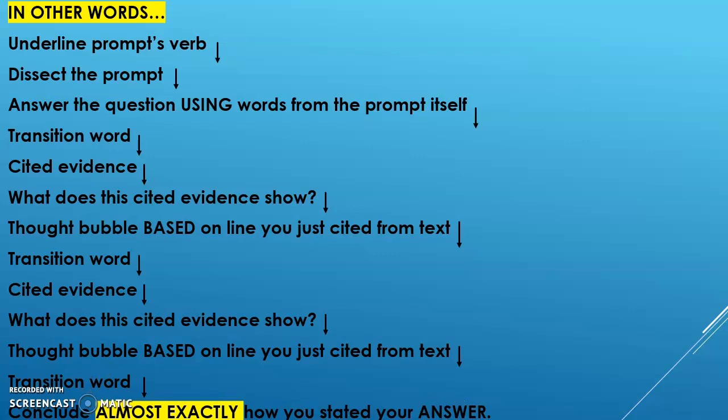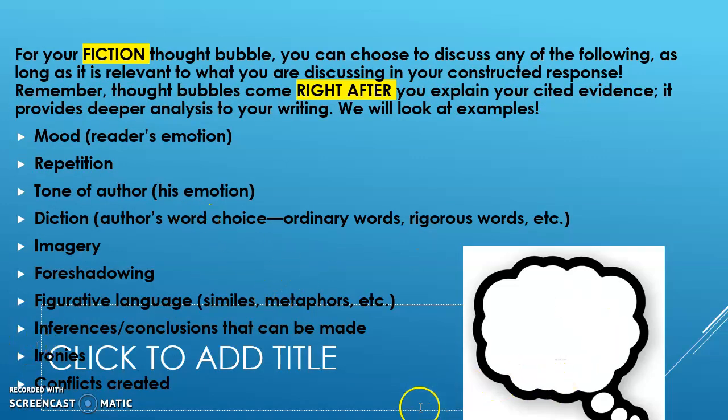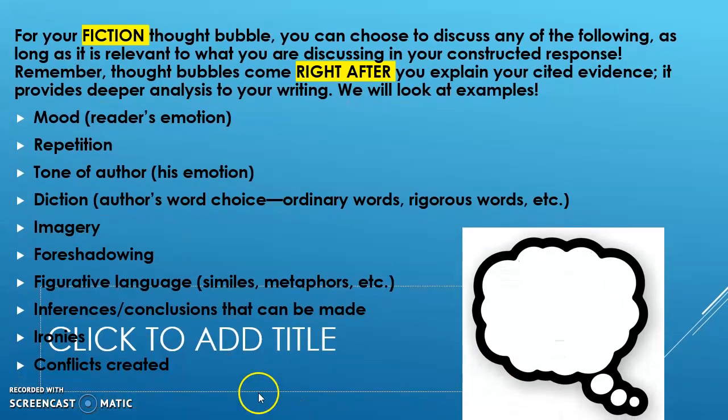Here are your thought bubbles. So please follow along carefully here. For your fiction thought bubble, now we're in fiction right now, that's what we start with, you can choose to discuss any of the following as long as it is relevant to what you are discussing in your constructed response. Remember, thought bubbles come right after you explain your cited evidence. So right after that line, this line from the text shows, blah, blah, your next sentence is going to be the thought bubble. And remember, it is further explaining or provides deeper analysis to your writing. So that line you just cited told me what it shows. Now you're going to go deeper.